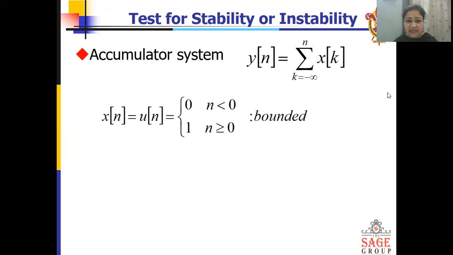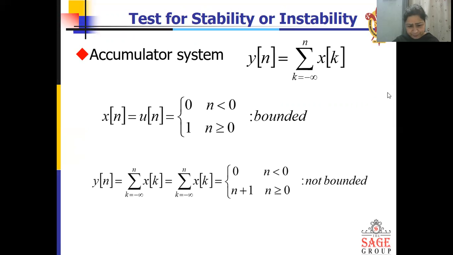Now, consider another example, say accumulator system, which is y[n] equal to summation k equal to minus infinity to n of x[k]. Now, this is an unstable system because here we add x[k] for k equal to minus infinity to n. Since k is going from minus infinity to n, it will have to add up infinite values. So in that case, the output will not be bounded. So this system will be an unstable system.